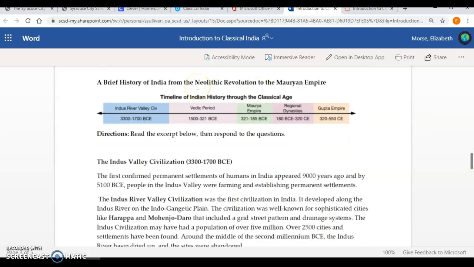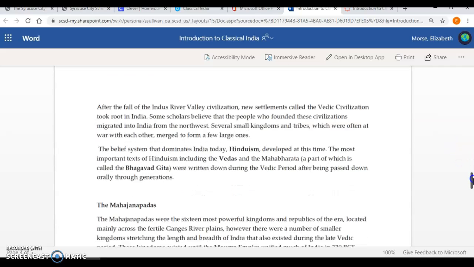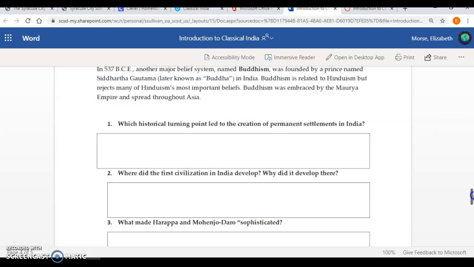Then you have this timeline looking at India from the beginning with the Indus River Valley, into the Vedic period, the Mauryan Empire, which you'll learn about tomorrow, regional dynasties, and then the Gupta, which you'll learn about on Wednesday. After you read these short sections, you're going to answer these questions about India.